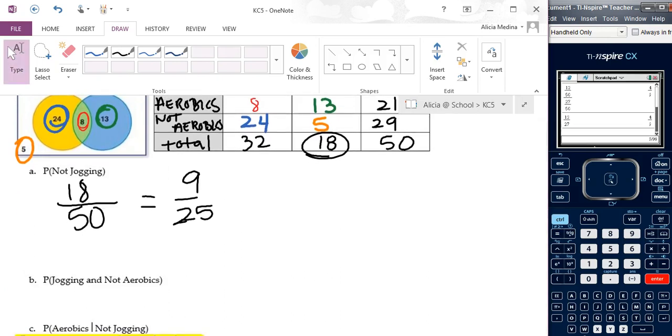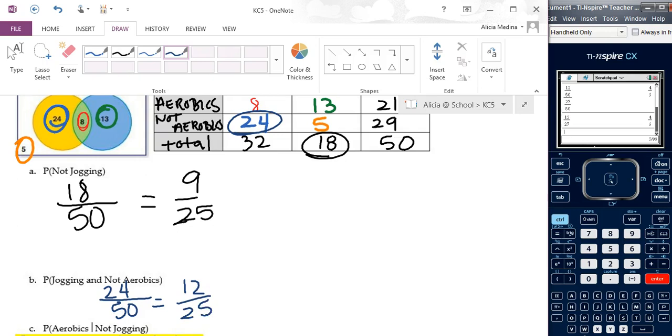All right, the next example here is going to be letter B. And what is the probability of jogging and not doing aerobics? So jogging and not doing aerobics is going to be 24, right? This one right here. So this is going to be 24 people that are jogging and not doing aerobics out of still my 50 total people. I do see that they're both even, so I know I can simplify it at least by 2. And that's going to simplify to 12 over 25.